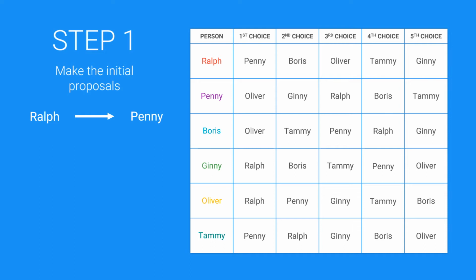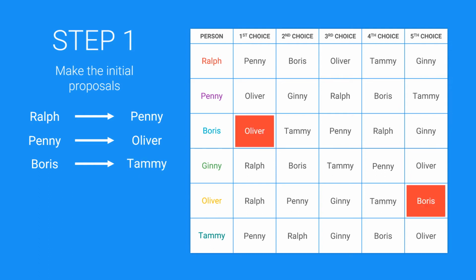Penny then proposes to Oliver, who accepts, but now Boris also proposes to Oliver. This is a problem because Oliver now has 2 proposals. When this happens, the proposee gets to pick which match to keep based on their preferences. In this case, Oliver prefers Penny to Boris, so he rejects Boris's proposal.